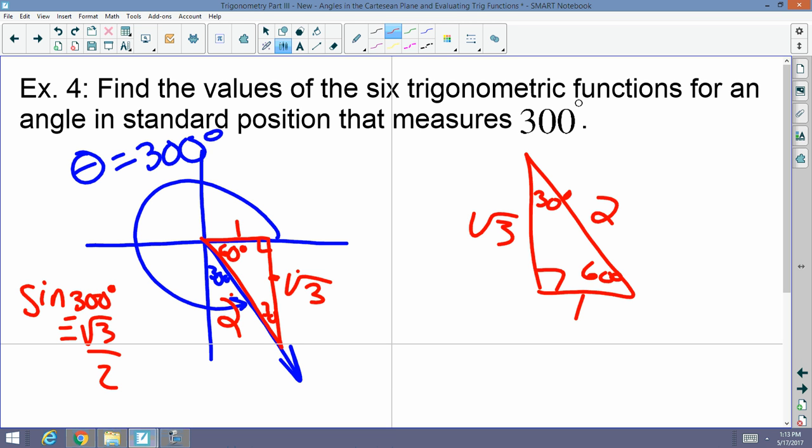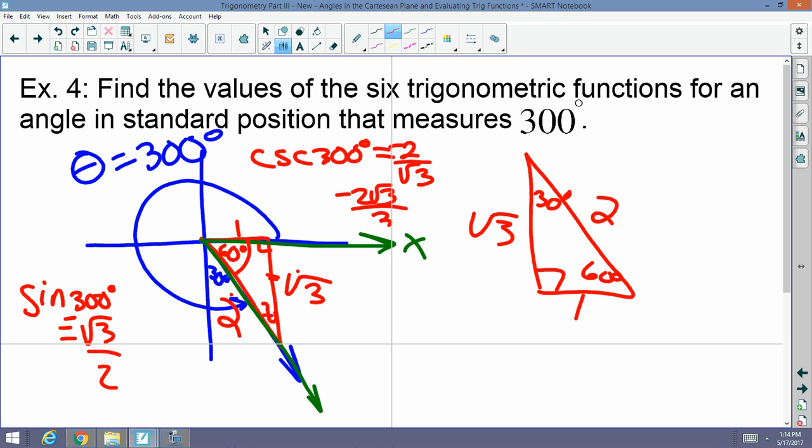You can't use 30 as your reference angle. You cannot. And I'm going to get into this, but the reference angle is always created in between the x-axis and the terminal side. Never with the y-axis, ever. Okay? So this would have been negative square root of 3 over 2. What's the cosecant of 300? You use the reference angle, this guy. Cosecant is hypotenuse over opposite. So this is going to be 2 over square root of 3, but negative. So it's going to be negative 2 square root of 3 over 3.